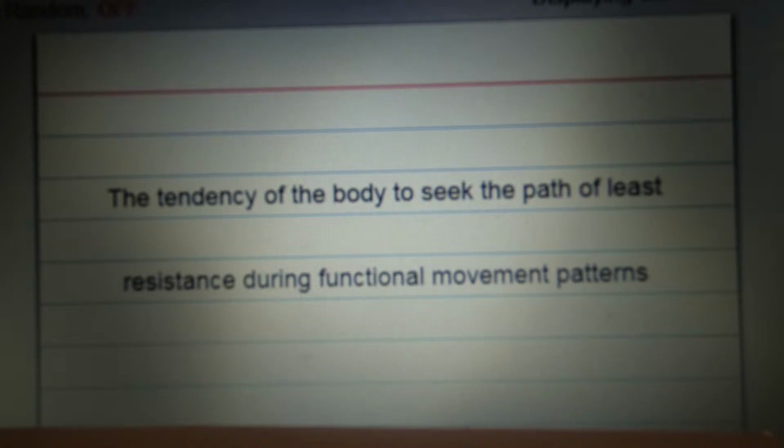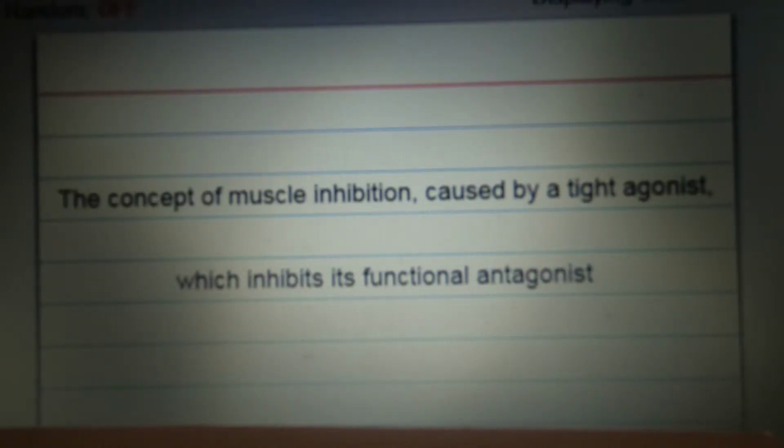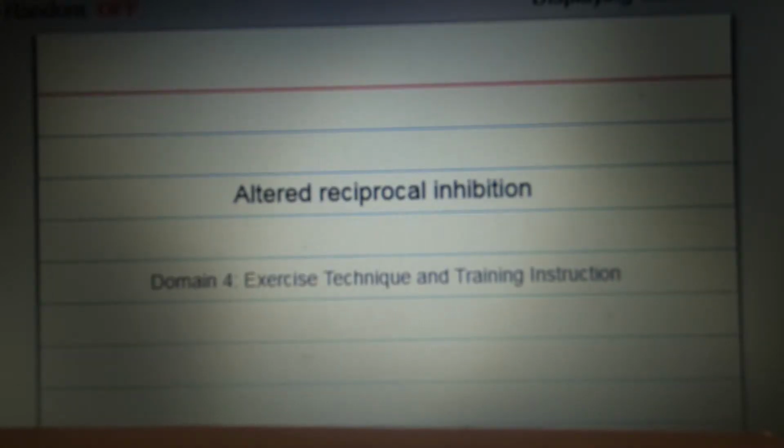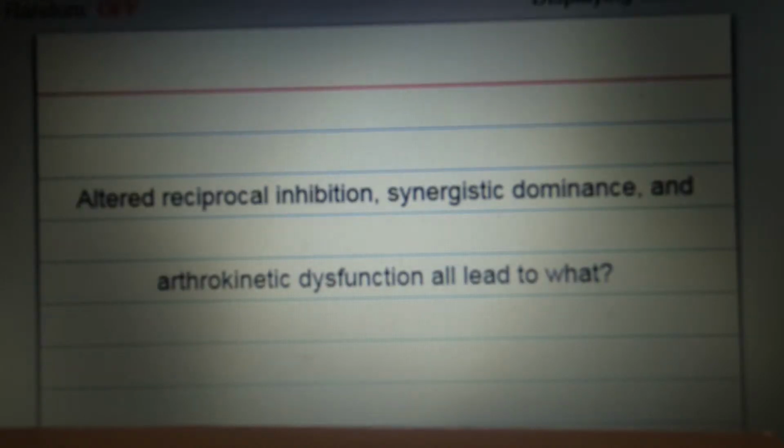The tendency of the body to seek the path of least resistance during functional movement patterns. Relative flexibility. The concept of muscle inhibition caused by a tight agonist which inhibits its functional antagonist. Altered reciprocal inhibition.